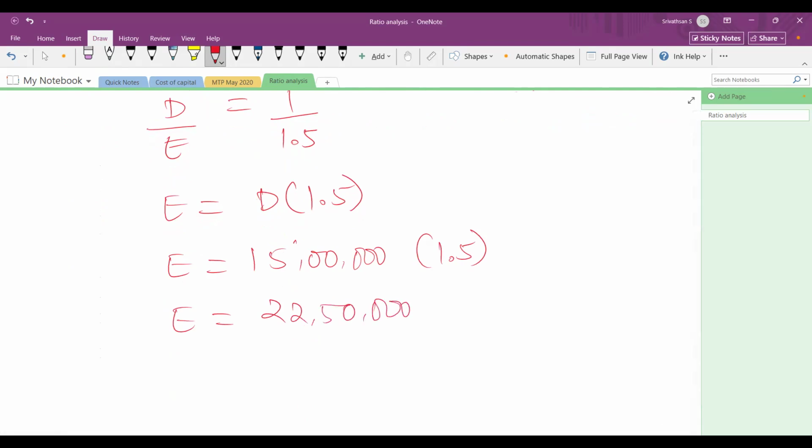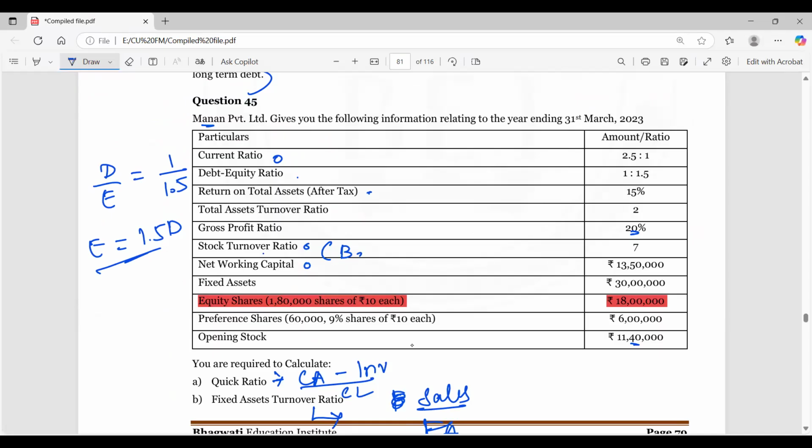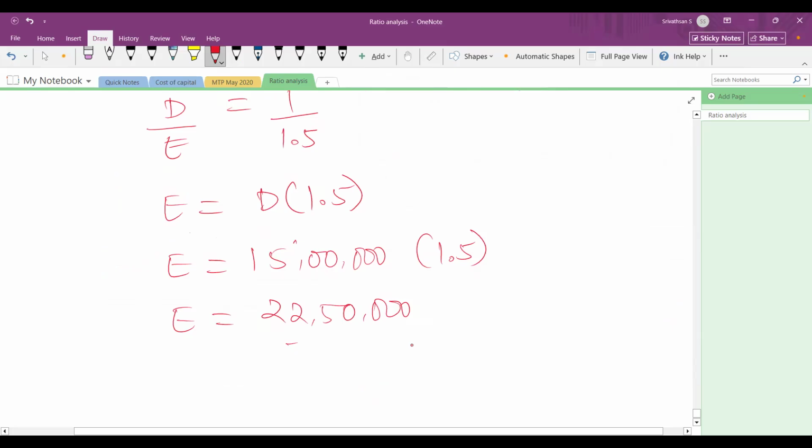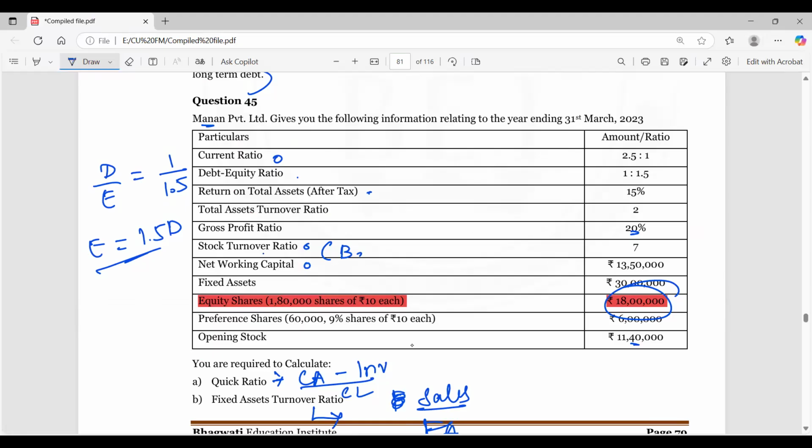Now, this is the problem with the question. If we are going by this equation method, we are getting 22 lakh 50,000. But in the question, they have mentioned it as 18 lakh. That is the problem with the question. That is the reason why I told you to ignore it. Yes, equity includes. Correct. In this question, they have not mentioned anything about reserves and surplus.